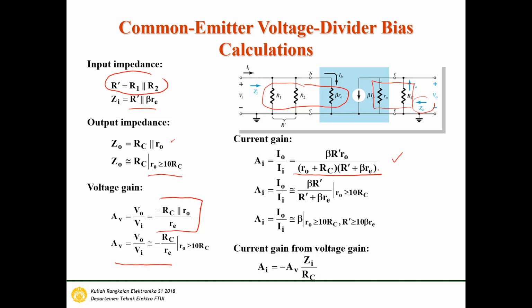So this becomes ro and we can remove it, so it becomes beta R prime per R prime plus beta re. When ro is larger than 10 RC, and when R prime is larger than 10 beta re, we get that the current gain Ai becomes beta. And if we have the voltage gain and want to calculate the current gain, we can use this equation: Ai is minus Av Zi per RC.